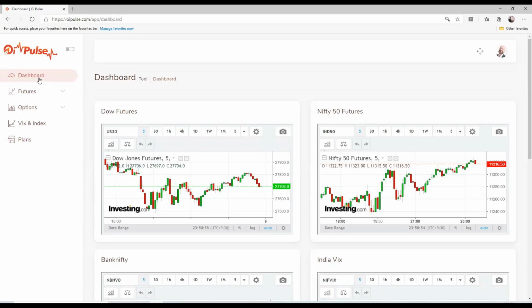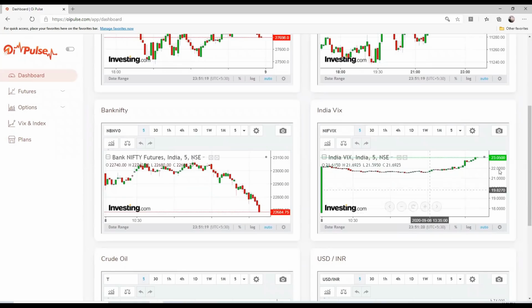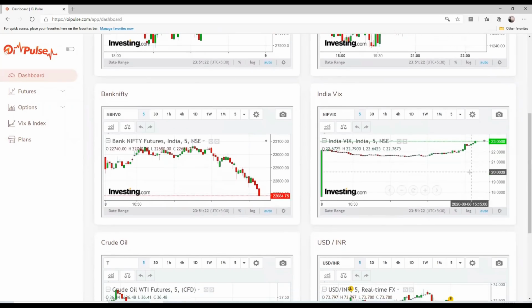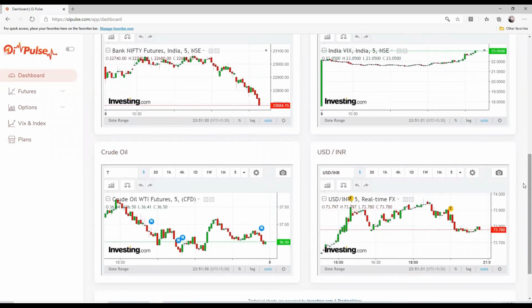The first tab available here is the dashboard. On the dashboard, most of the things which I teach in the webinar are about connecting the dots, connecting with the world markets and so on. In order to do that, we have included the Dow futures, the Nifty 50 futures, and the Bank Nifty. One of the other dots is India VIX, which we have included because this is going to be very vital as well. And most importantly, crude and USD INR play a vital role.